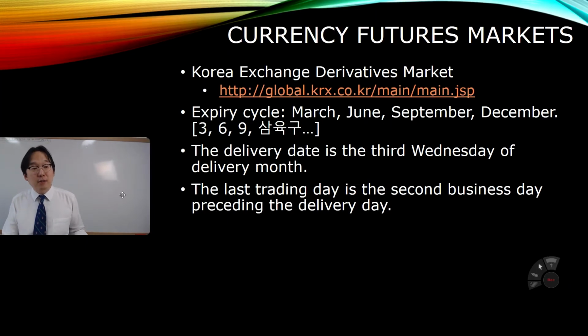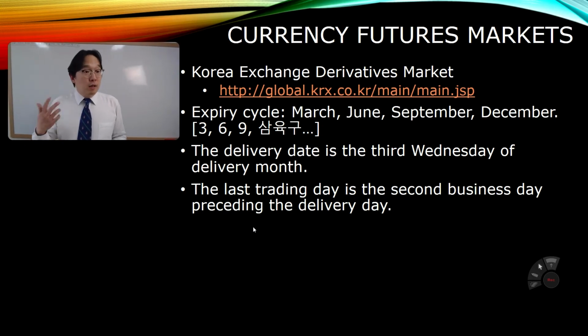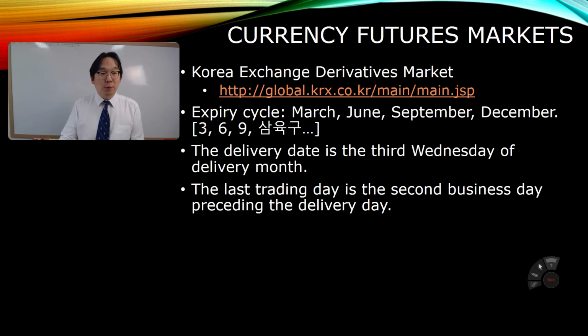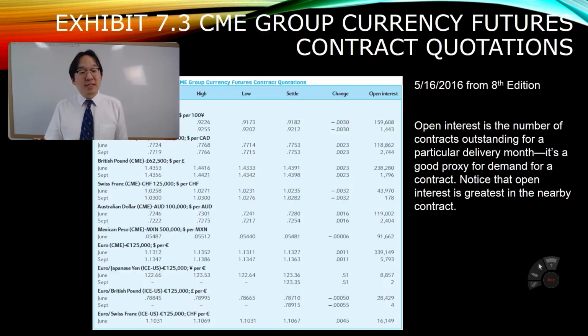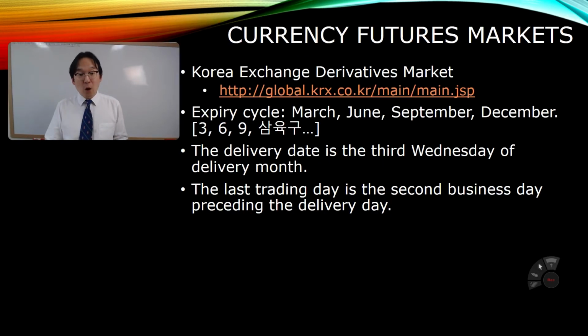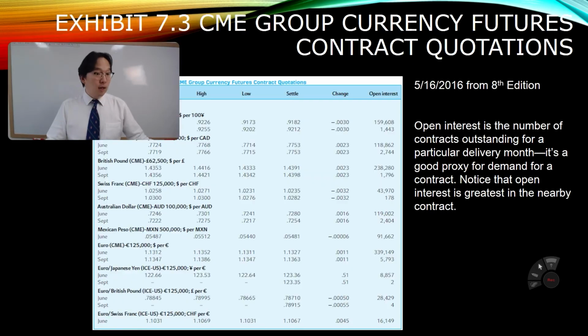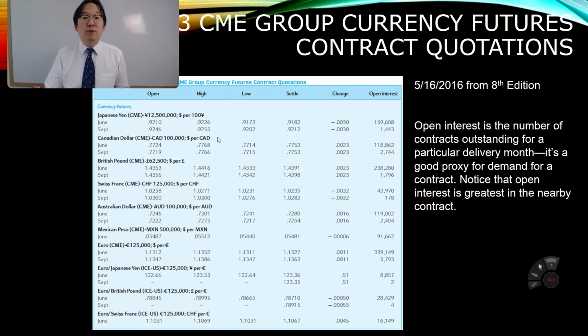And expiry cycle, typically, yeah, March, June, September, December, the multiples of 3s, right? Don't ask me why it is 3 months based, I don't know, but it's just convention. And then the delivery date is the 3rd Wednesday of the delivery month, right? Why Wednesday? I don't know, but it's just industry convention, right? The last trading day is the 2nd business day preceding the delivery date. Okay, so that's that. Now, Exhibit 7.3 shows the currency futures contract quotations, right?